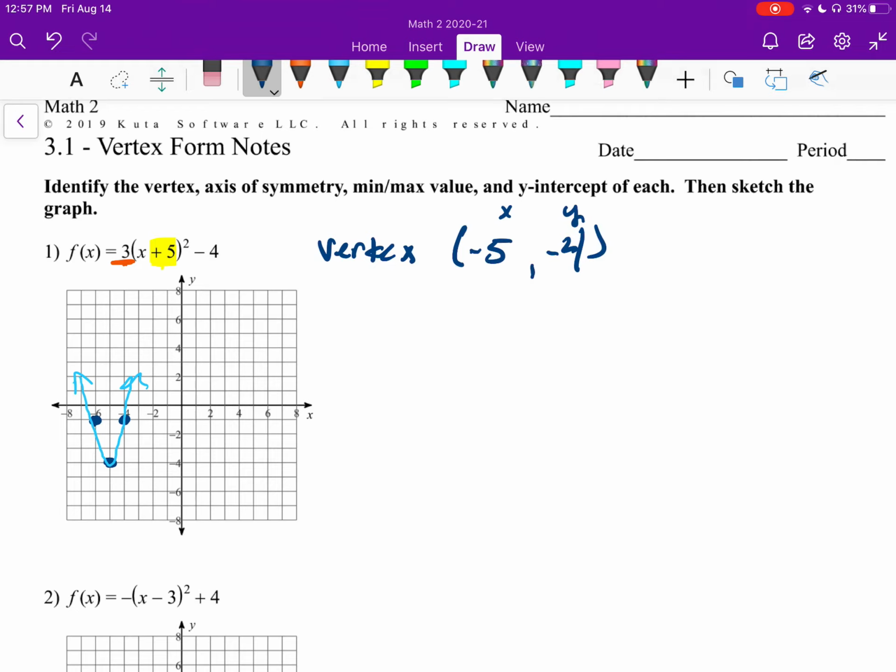Our axis of symmetry, I'm just going to list it as the axis. That is going to be x equals -5. You grab this -5 from the -5 in the vertex. Every single time. I'll go ahead and just sketch that in there.